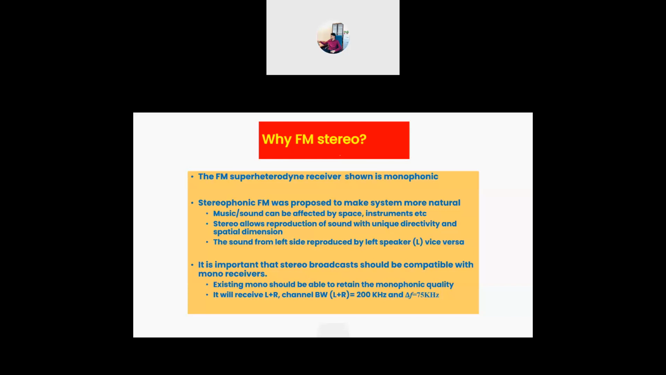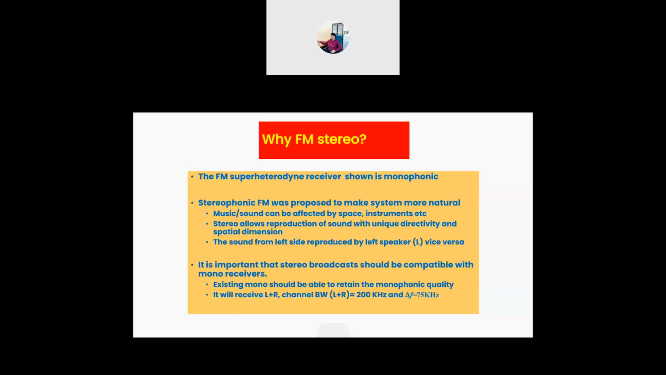The FM superheterodyne receiver shown is monophonic. Stereophonic FM was proposed to make the system more natural. This one is mono; music sound can be affected by space, instruments, etc. Stereo allows reproduction of sound with unique directivity and spatial dimension. The sound from the left side is reproduced by the left speaker and the sound from the right side is reproduced by the right speaker, and vice versa.